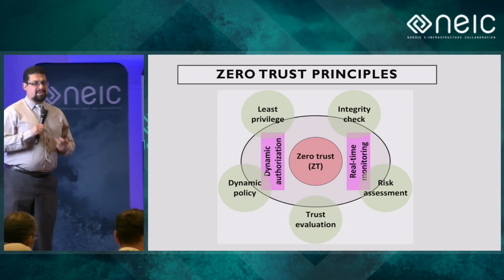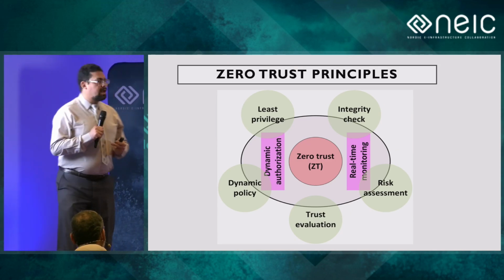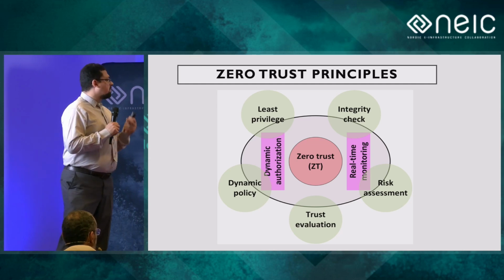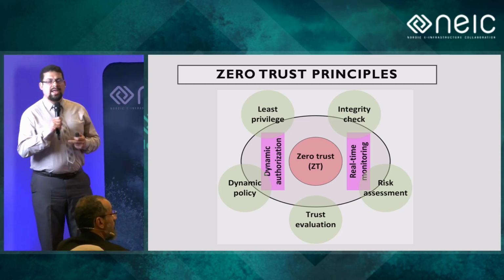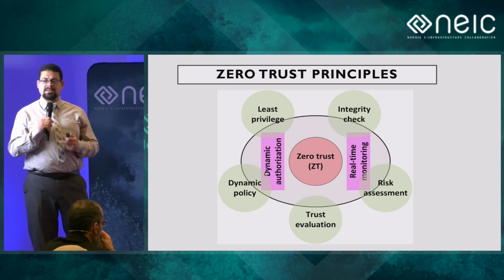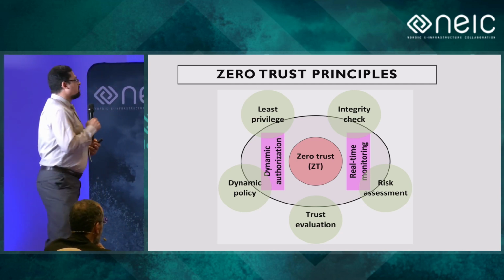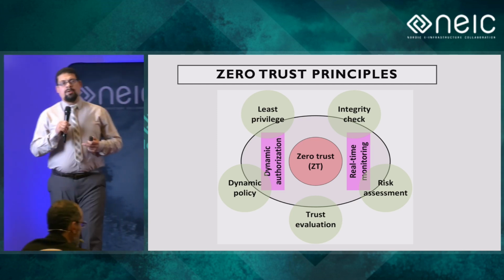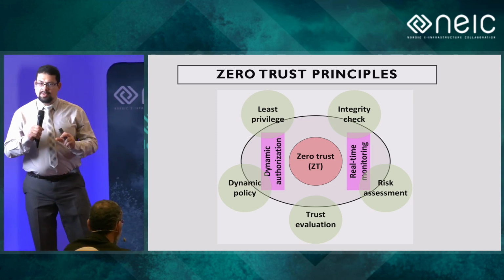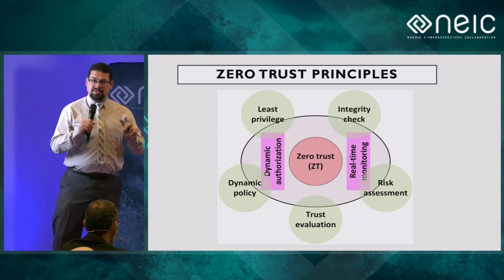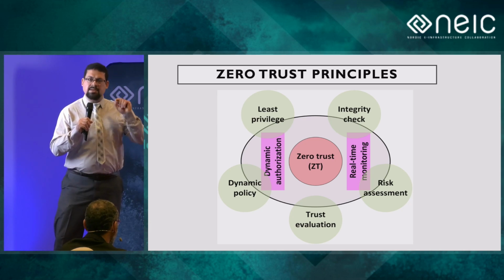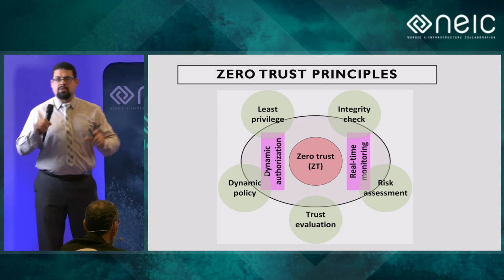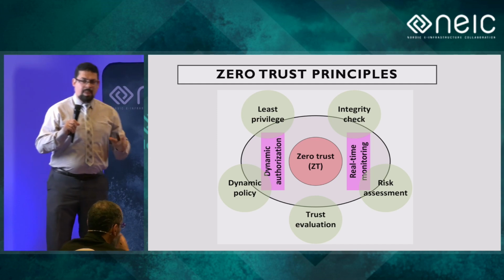What are the zero trust principles? So the zero trust principles here actually include the least privilege, integrity check, risk assessment, trust evaluation, and dynamic policy. And each of these components actually has certain concepts related to zero trust. So for least privilege, as an example, this means that you should not allow any entity in the system to have full access to any components. You just allow the least privileges for this entity to access a certain part of this network or a certain part of your database.